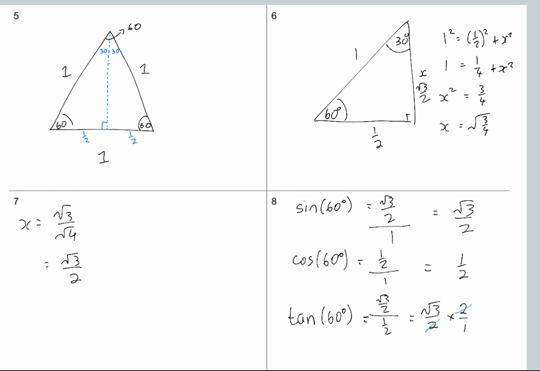Boom, boom, the 2's cancel out, shake the room. We're left with root 3. So the tan of 60 is root 3. I'll pause there because I know fractions are a weak point in the class. If you're not too sure what I did, now's the time to say, what the?